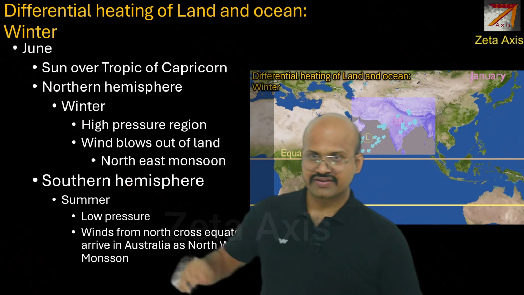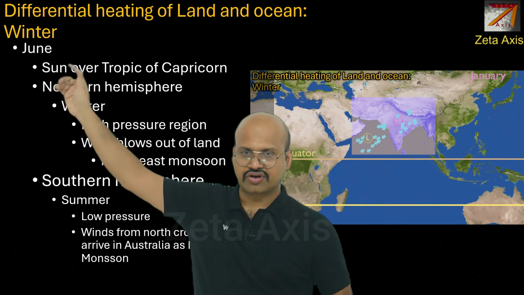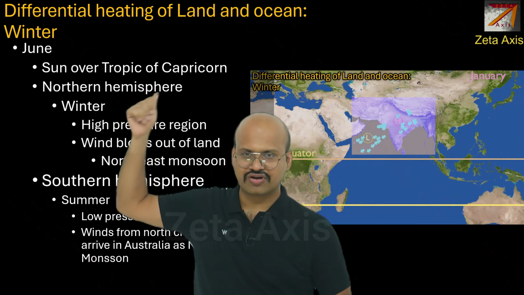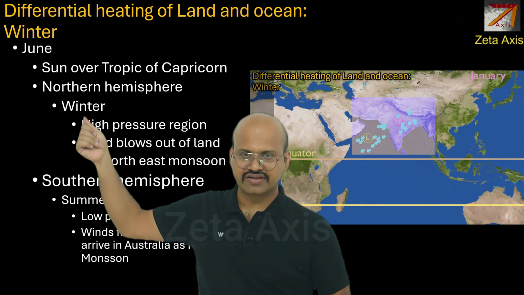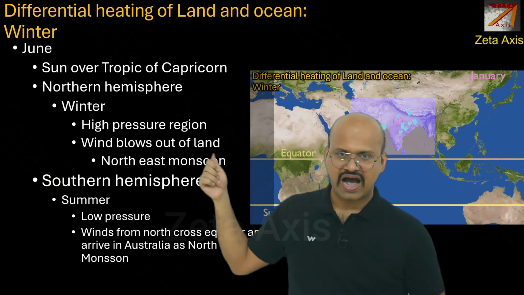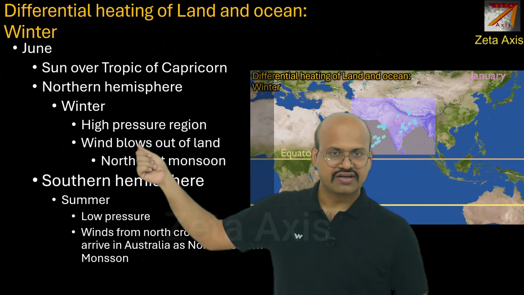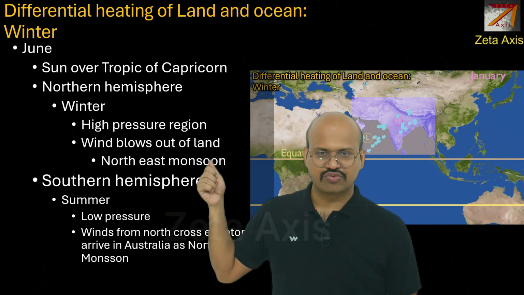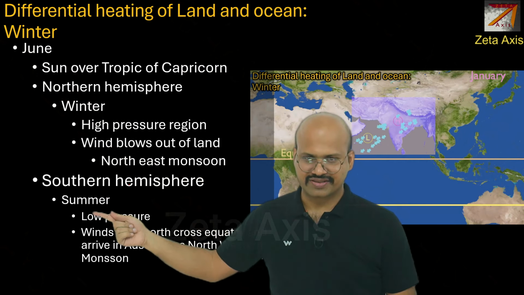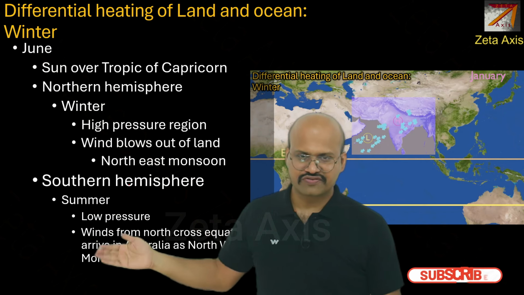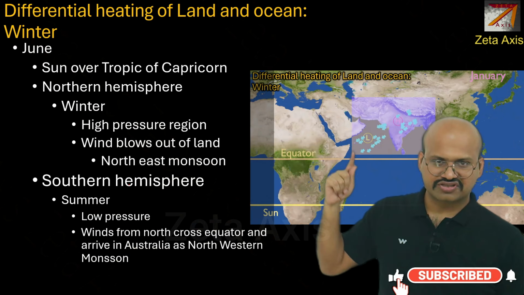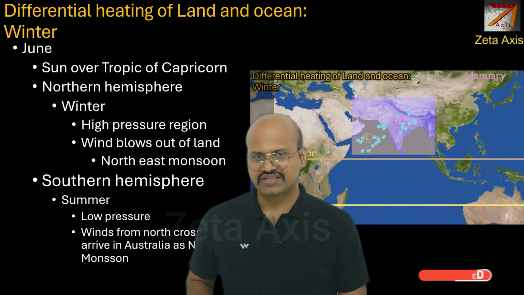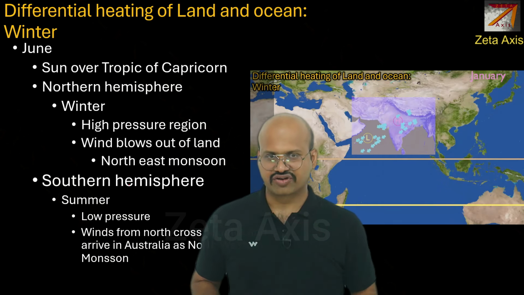So to summarize, this should be December. In December, the sun is over the Tropic of Capricorn, the northern hemisphere is having winter, and there is a high pressure region over the northern hemisphere or over this landmass. Winds blow out of the land, and we see northeast monsoon winds. In the southern hemisphere there is summer, and it is having low pressure. Winds from the north, from this region, will cross the equator and reach over here. So this is how differential heating plays an important role in changing the direction of the winds.